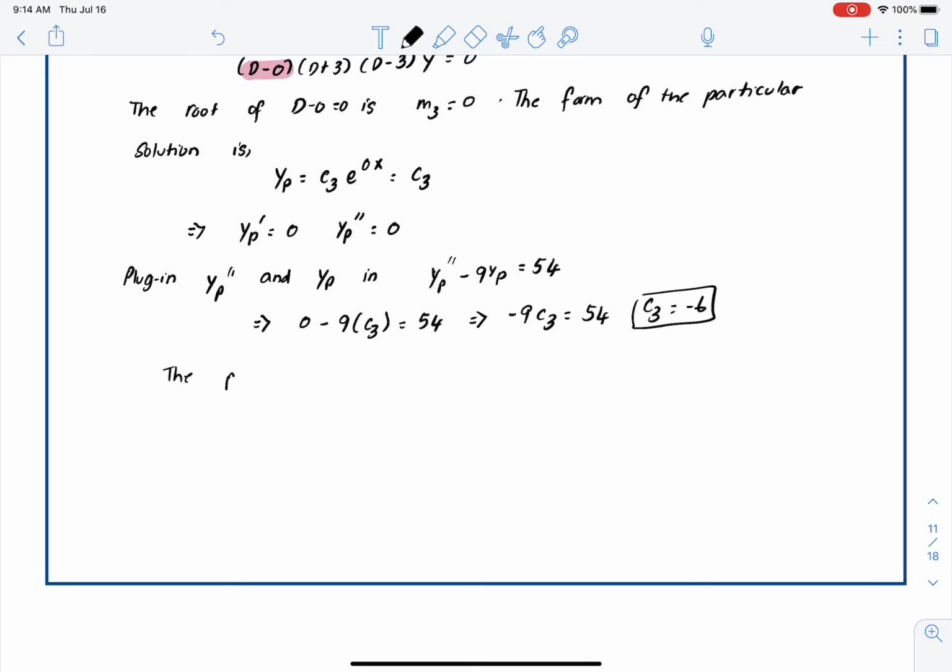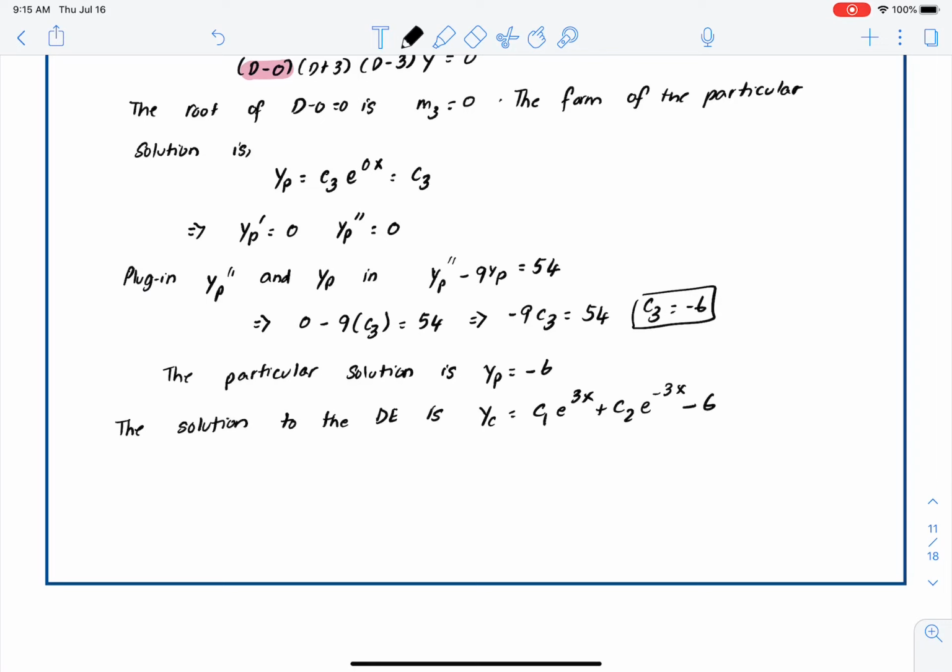So the particular solution is simply yp equals negative 6. So the solution to the DE is yc equals c1 e raised 3x plus c2 e raised minus 3x minus 6. And as always, the particular solution doesn't have any arbitrary constants.